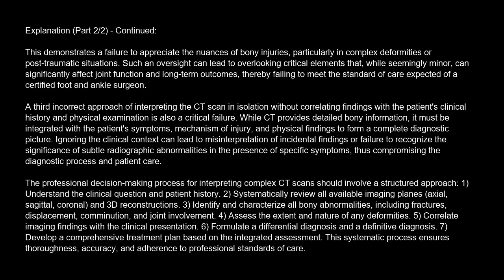The professional decision-making process for interpreting complex CT scans should involve a structured approach. 1. Understand the clinical question and patient history. 2. Systematically review all available imaging planes, axial, sagittal, coronal, and 3D reconstructions. 3. Identify and characterize all bony abnormalities, including fractures, displacement, comminution, and joint involvement. 4. Assess the extent and nature of any deformities. 5. Correlate imaging findings with the clinical presentation. 6. Formulate a differential diagnosis and a definitive diagnosis. 7. Develop a comprehensive treatment plan based on the integrated assessment. This systematic process ensures thoroughness, accuracy, and adherence to professional standards of care.